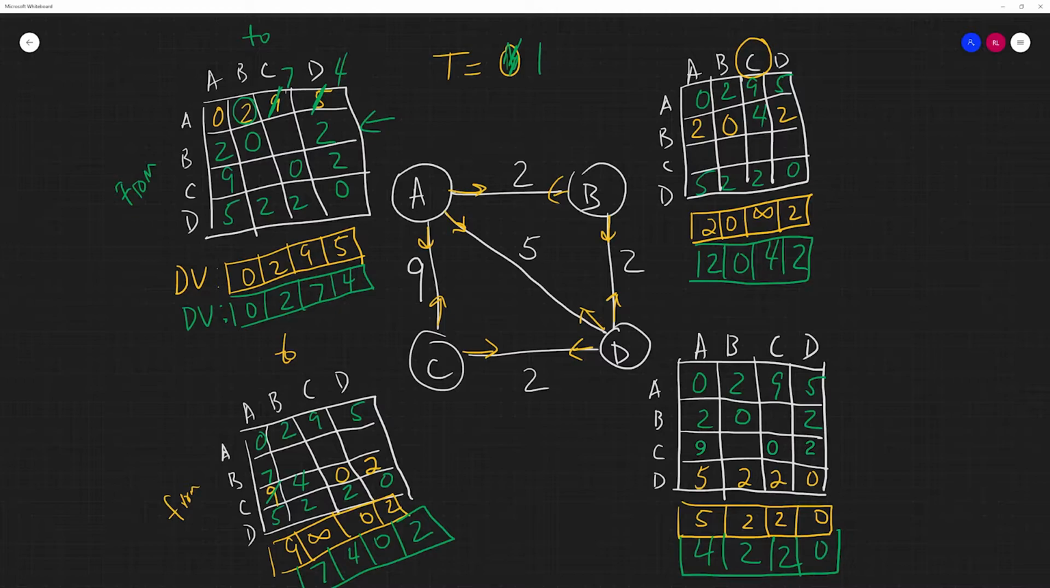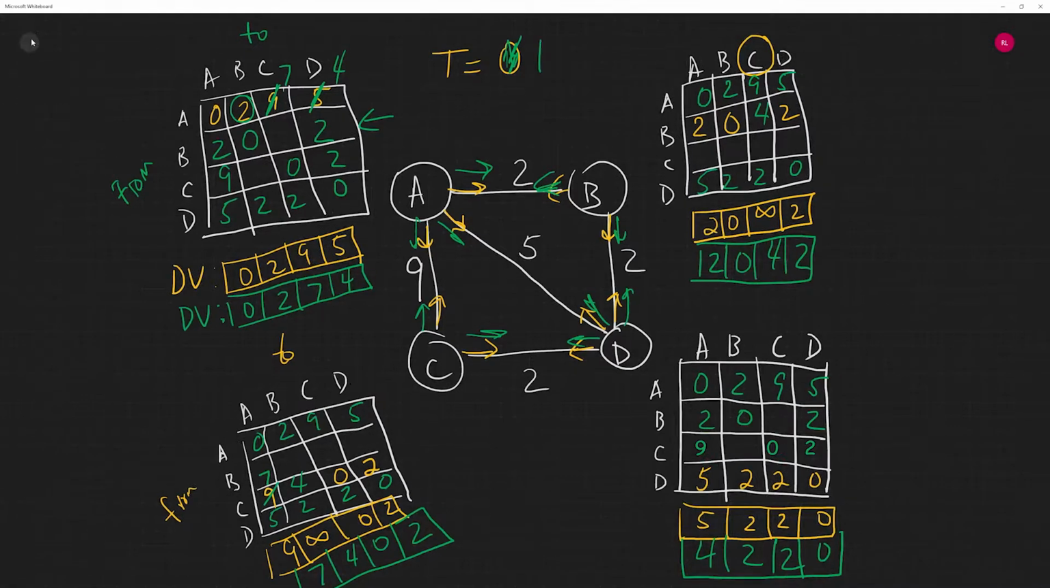Okay, so after t equals 1, these are the distance vectors that we calculate. And then again, these distance vectors that we just calculated go out onto the wire. Okay, they're shared with all the neighbors. And so this is getting a bit messy, and I have a cleaner version that removes the first distance vector.